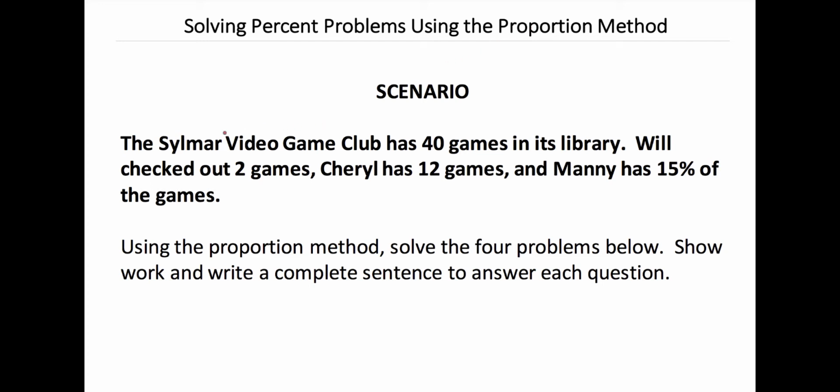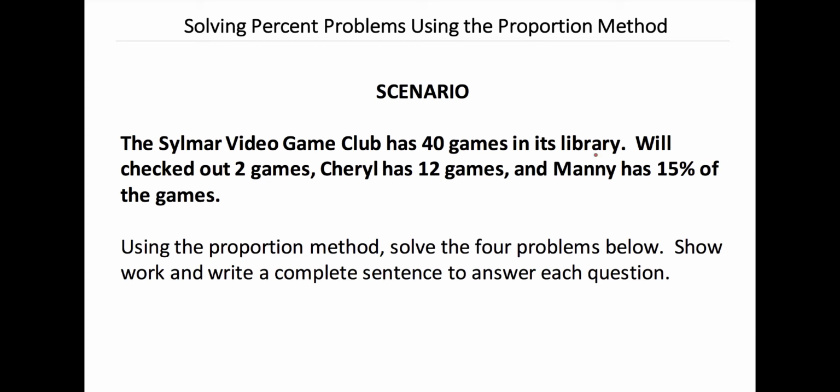So the scenario here says the Silmar Video Game Club has 40 games in its library. Will checked out 2 games. Cheryl has 12 games, and Manny has 15% of the games. All right, so we've got 2 kids, Will and Cheryl, where it tells us how many games they have, and then Manny, it tells us the percentage of the total number of games that he has.